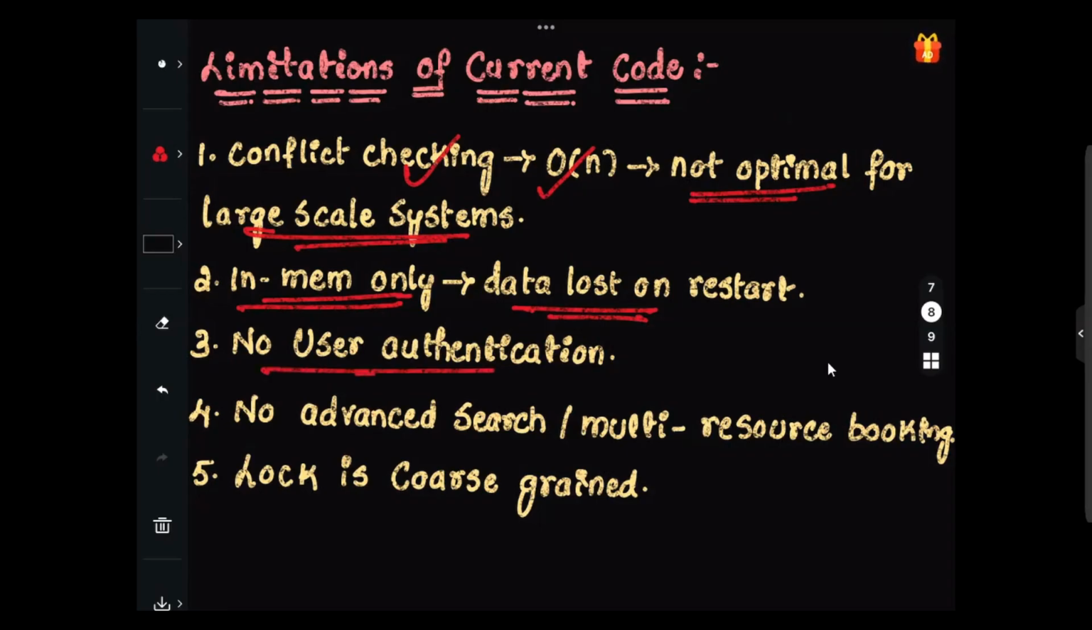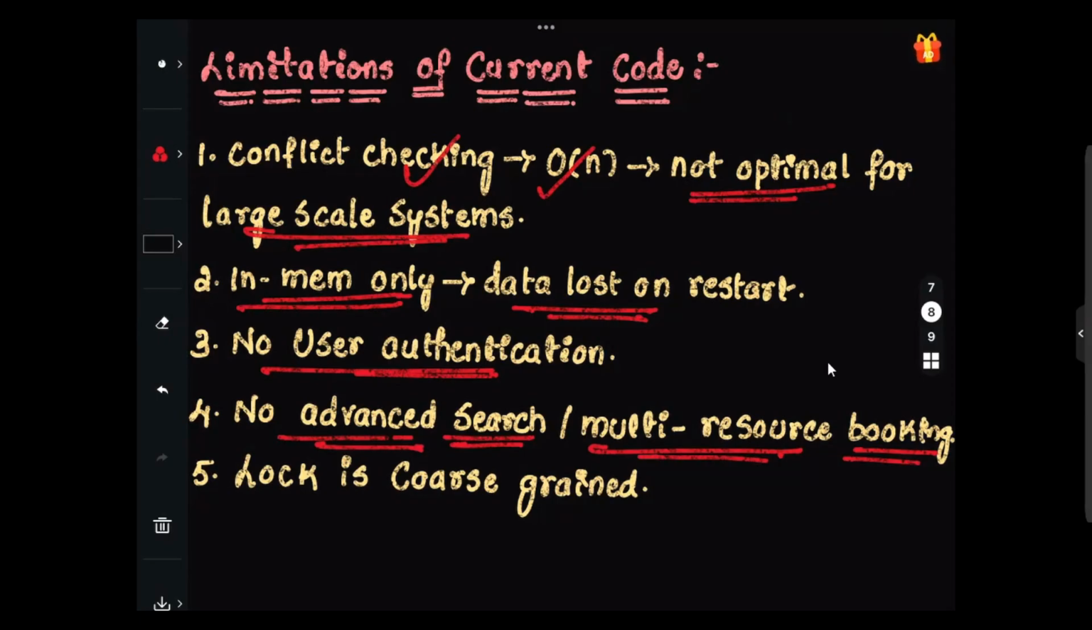Next, no user authentication. We are not going with user authentication here, right? So this is one of the limitations as well. What is the fourth one here? No advanced search or multi-resource booking. So this is one of the limitations as well.